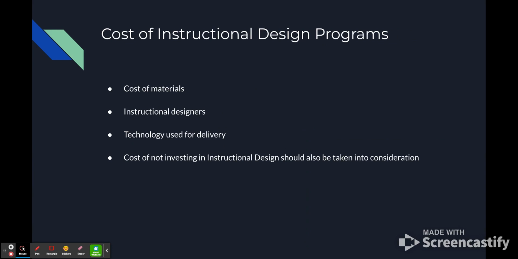When it comes to the cost of instructional design programs, include expenses such as the cost of materials, instructional designers, and any technology used for delivery. Again, according to David Dovey, 1993. It is important to note that the cost of not investing in instructional design, such as lost productivity and decreased employee morale, should also be taken into consideration when calculating the return on investment for various processes.